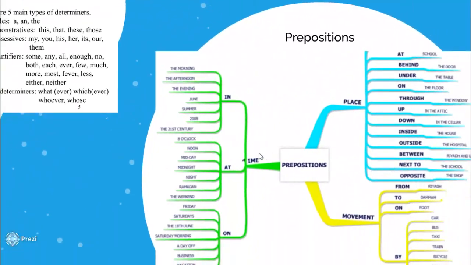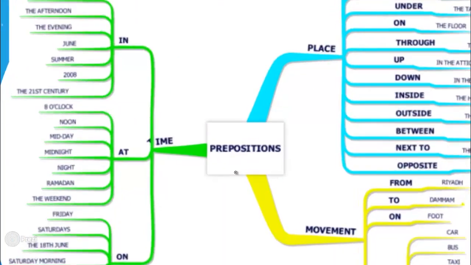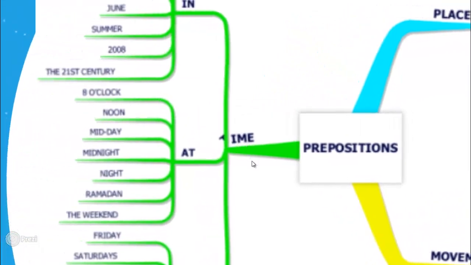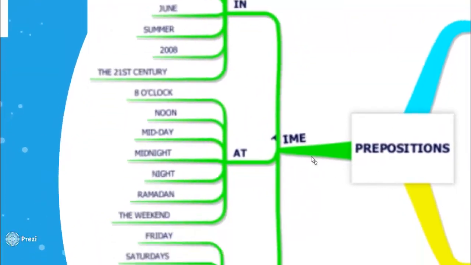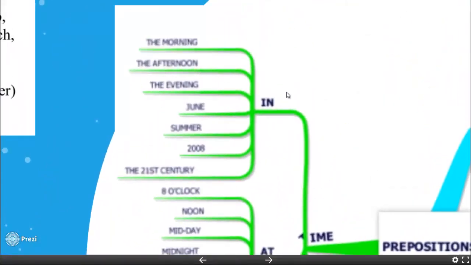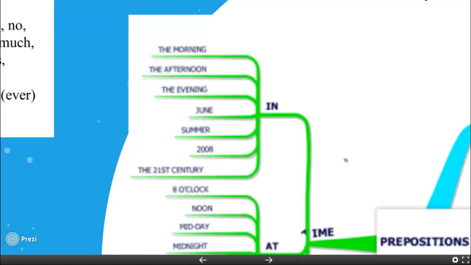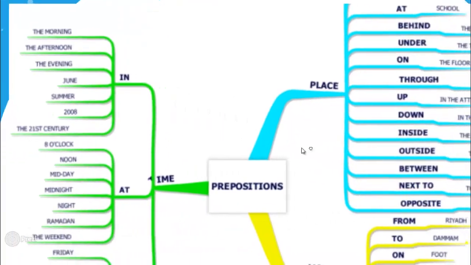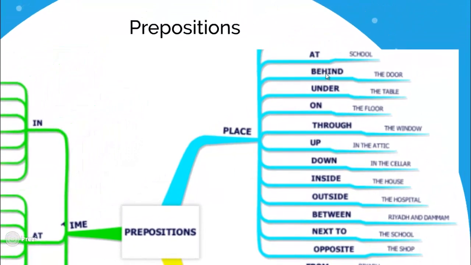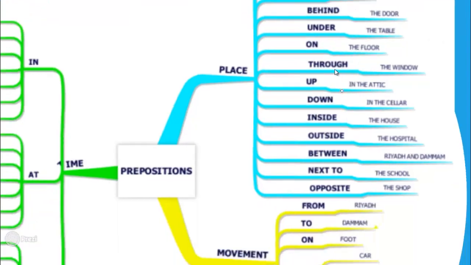And then we are going to talk about prepositions. Yeah, the prepositions we know. We know that there are prepositions of time, like in, at, and on, like in the morning, in the afternoon, in the evening. This is something we know. Then we can talk about the prepositions of place, like at school, or behind the door, or under the table, on the floor, through the window, etc.